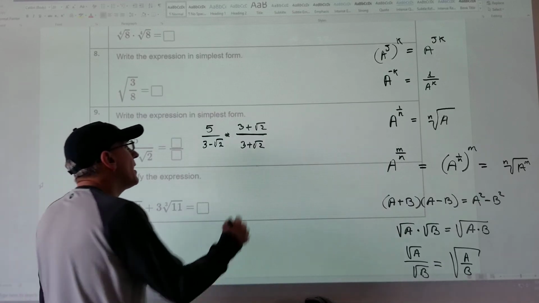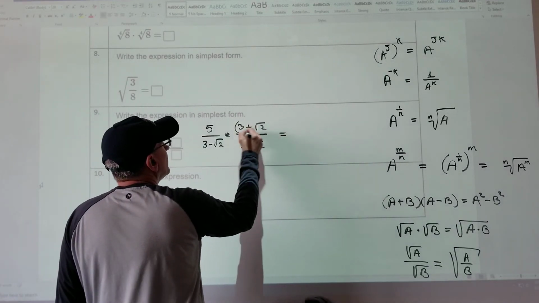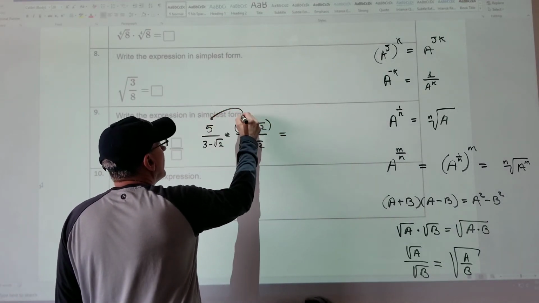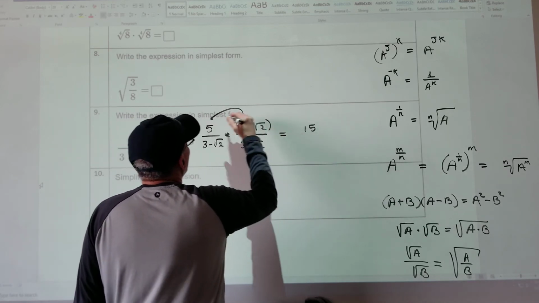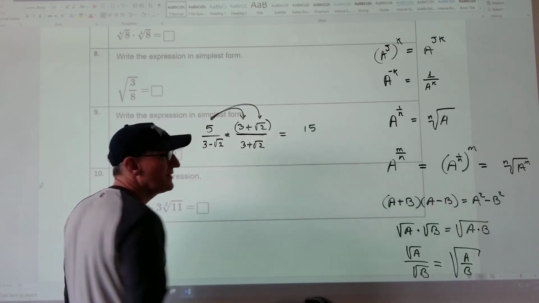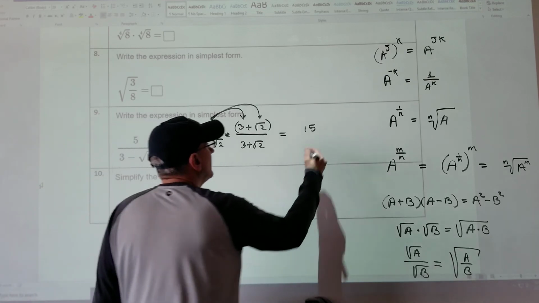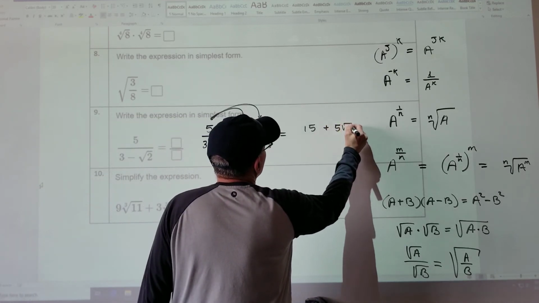The top is probably a little bit easier. You just need to think in terms of distribution. Okay, 5 times 3 is 15. 5 times root 2, it's just 5 root 2. There's nothing more you can do with it. That was the easy part.